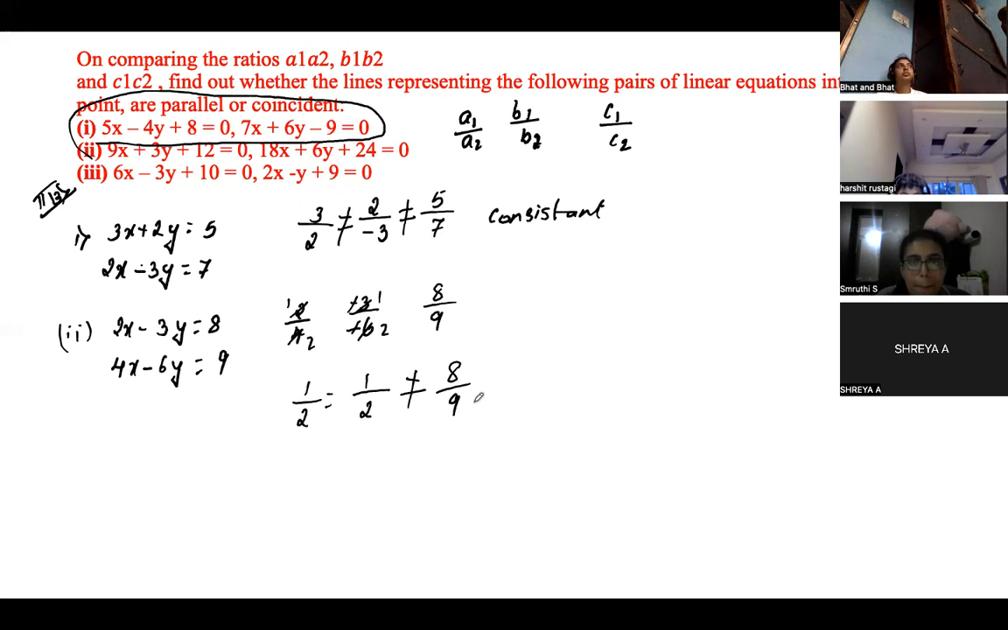it is not consistent. It has no solution. And what will be the graphical representation? Will it be coinciding lines, parallel lines, or intersecting lines? How are they?